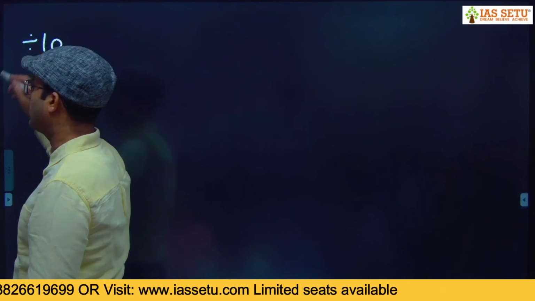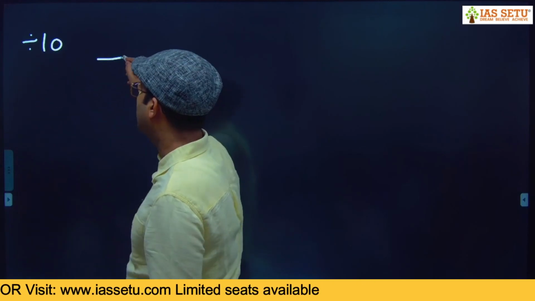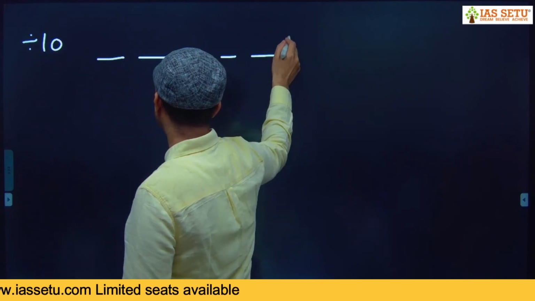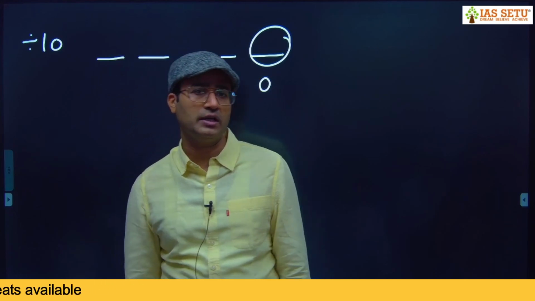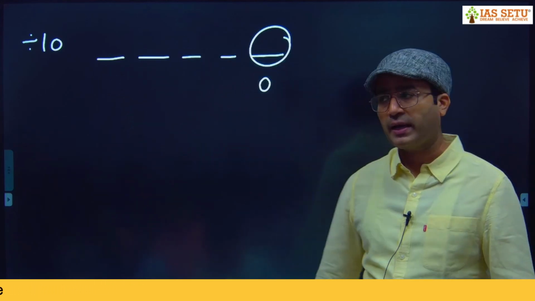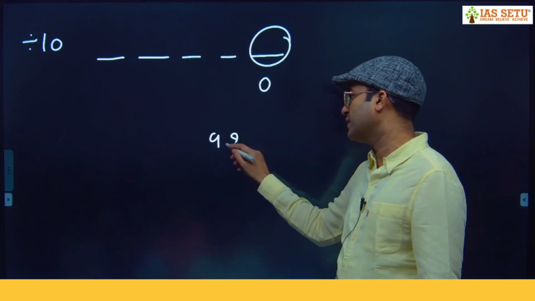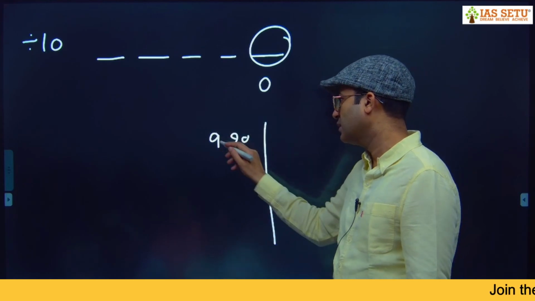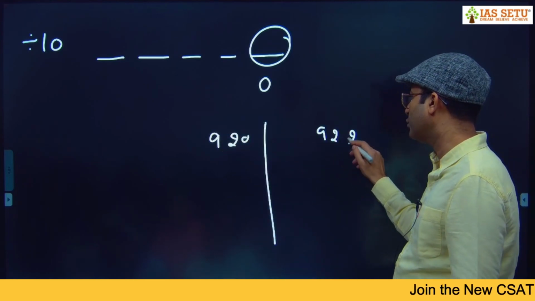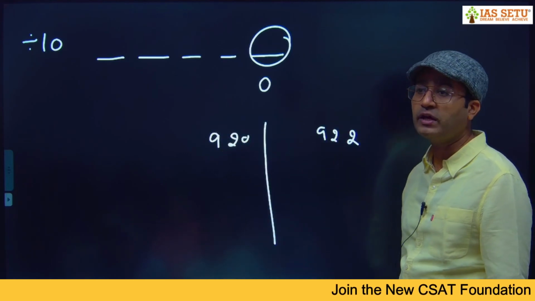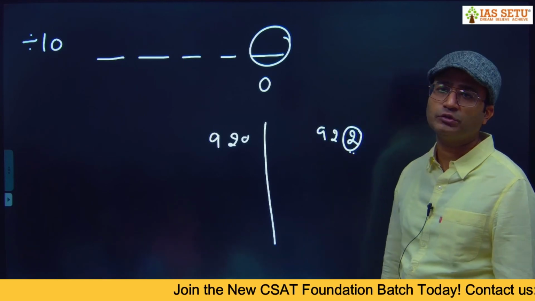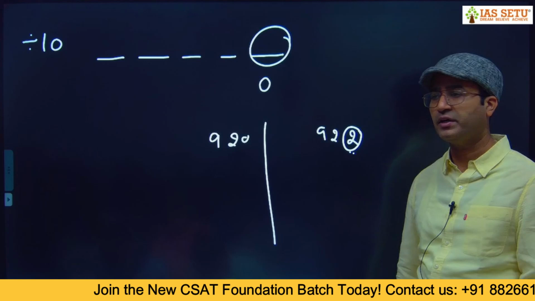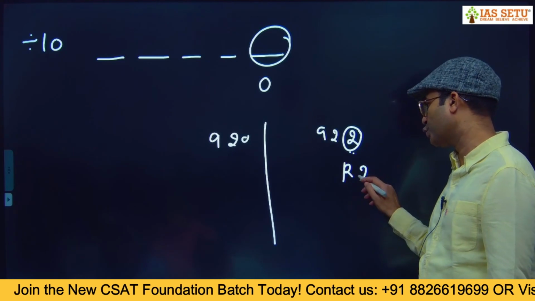Divisibility of 10. Here only the last digit is sufficient. If at unit place you have 0, it is divisible, otherwise not. Like here 920. Is it divisible by 10? Yes. 922. Is it divisible by 10? No. Then what is the remainder? Here this unit place digit is sufficient to tell you divisibility, if not, the remainder. So your remainder is 2.